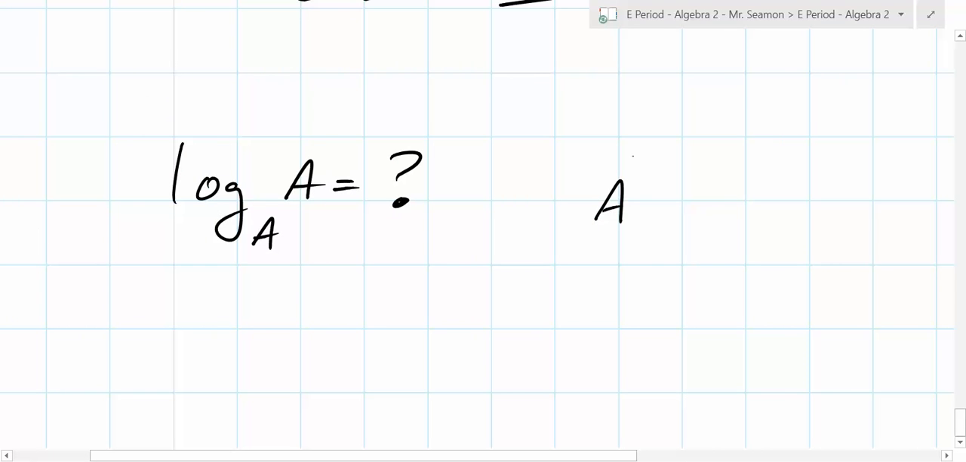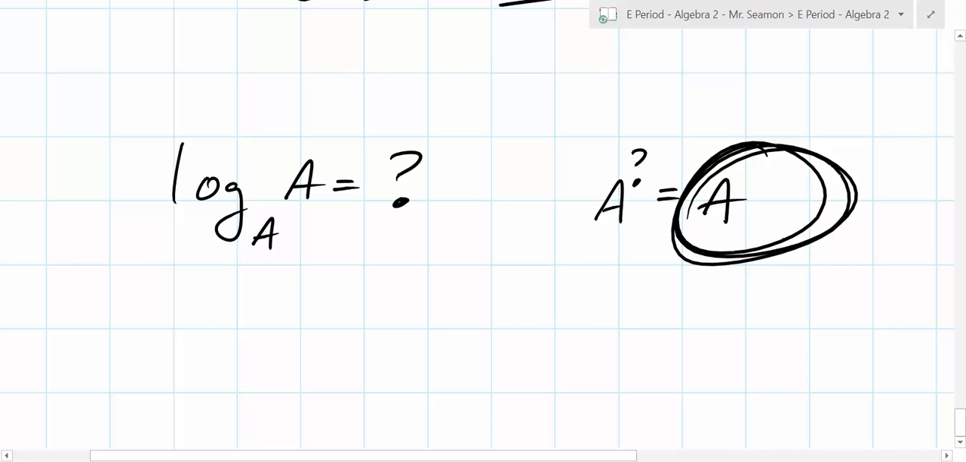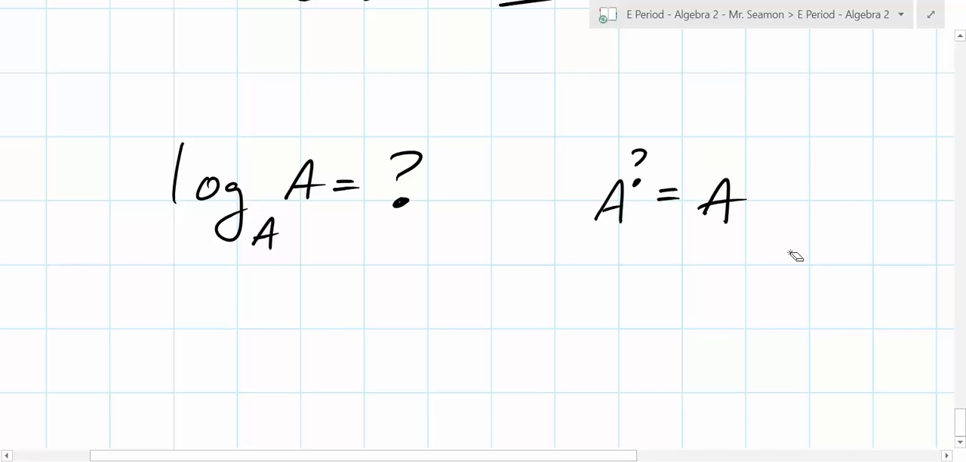Equals a to the question mark. What's the power of a right there, if it's invisible? What's the invisible number right there? Anybody help her? 1, yeah, you got it. All right, 1. So if a to the question mark equals a to the 1, can someone tell me what question mark equals? 1.